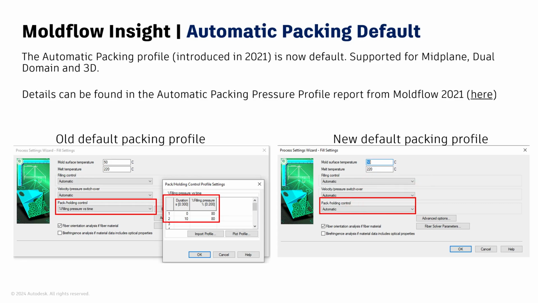So if you are tired of changing those settings, with the 2025 release you now have no reason to, as the packing hold control is set to automatic by default.